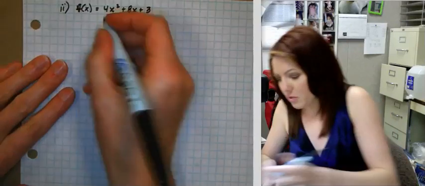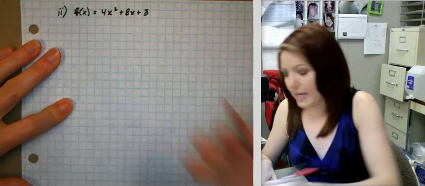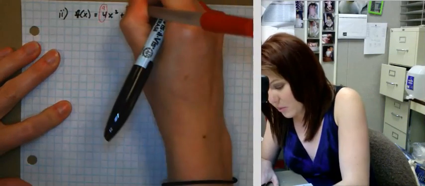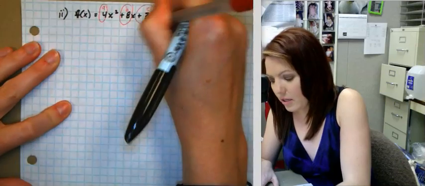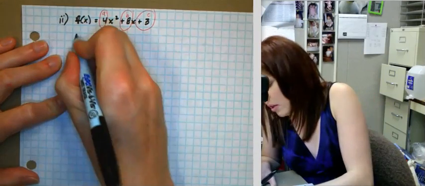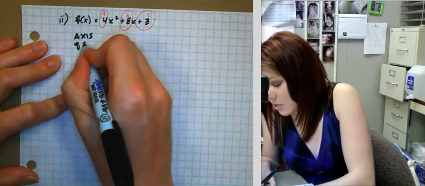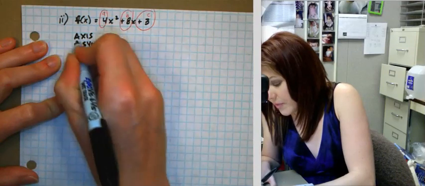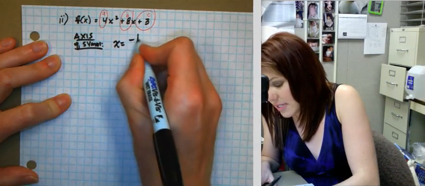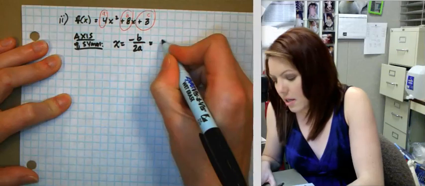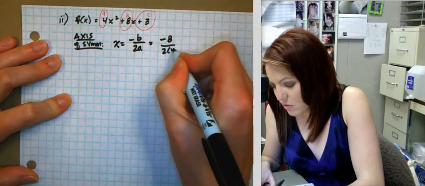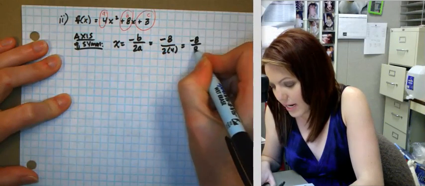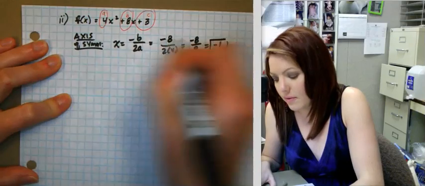All right, so let's breeze through this next one. Let's go ahead and label. We're doing the same thing that we did in the last one. Let's see how quickly I can go here so I don't keep you all too long. Okay, so let's do the axis of symmetry first. The axis of symmetry is x equals -b over 2a. So -8 over 2 times 4, which is -8 over 8, which is -1.